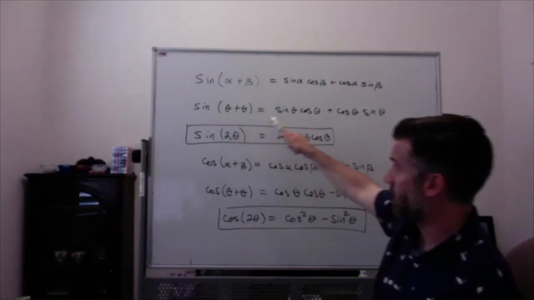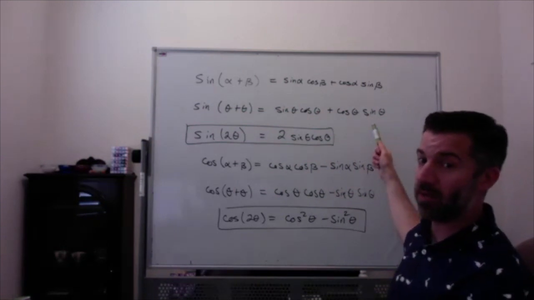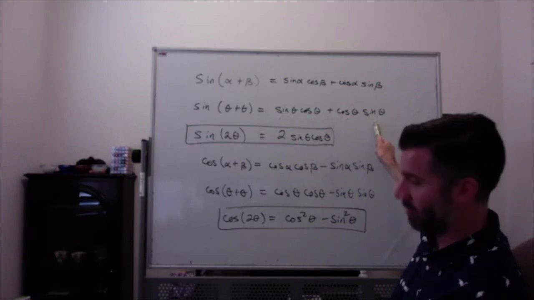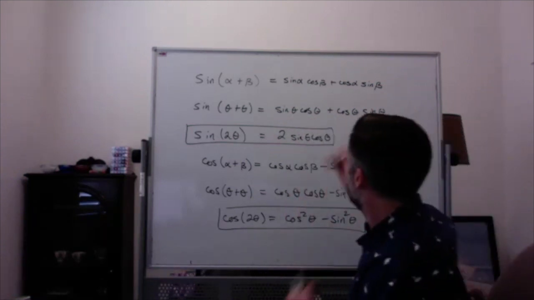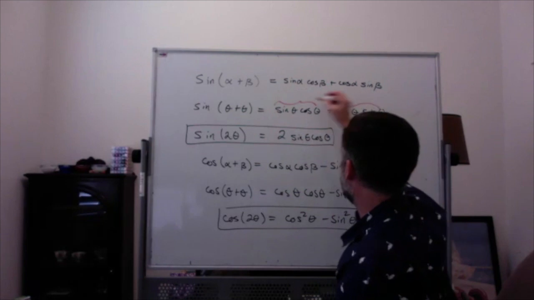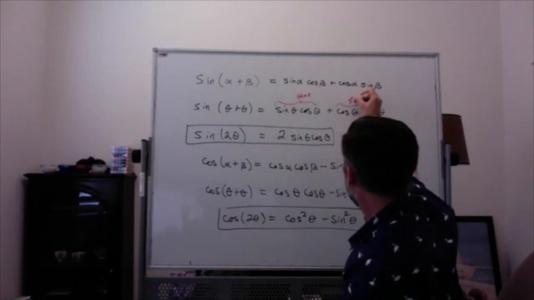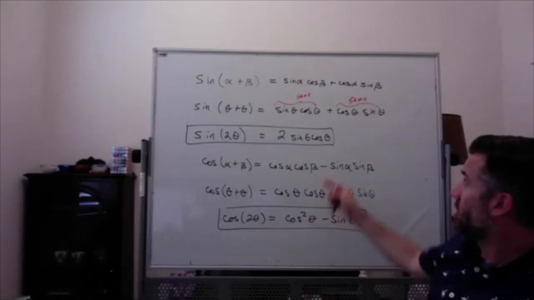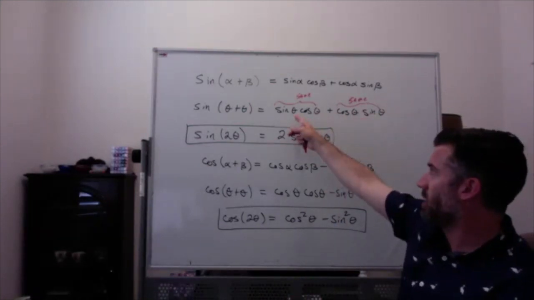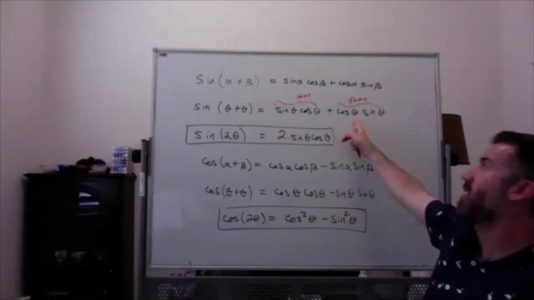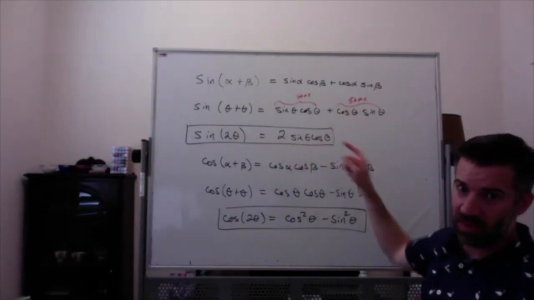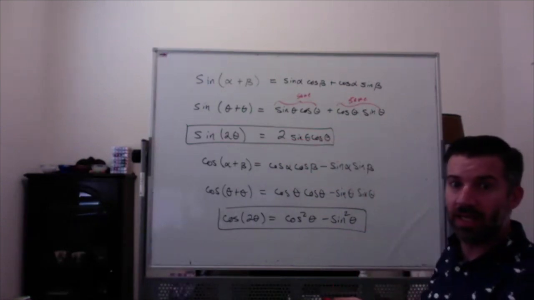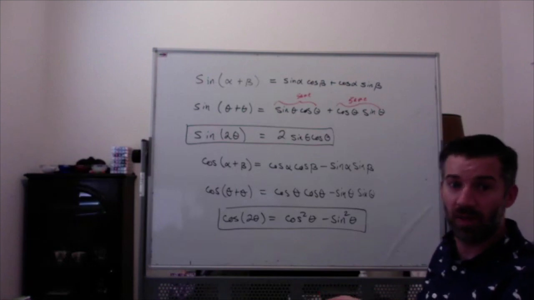And sine of theta plus theta, using the angle sum formula, is sine of theta times cosine theta plus cosine theta times sine of theta. But these are the same. Right? Sine times cosine is the same as cosine times sine. So we can just say, well, I have 2 of these. Sine times cosine plus another sine times cosine is 2 sine theta times cosine theta. And this is the double angle formula for sine. Sine of 2 theta is equal to 2 times sine of theta times cosine theta.